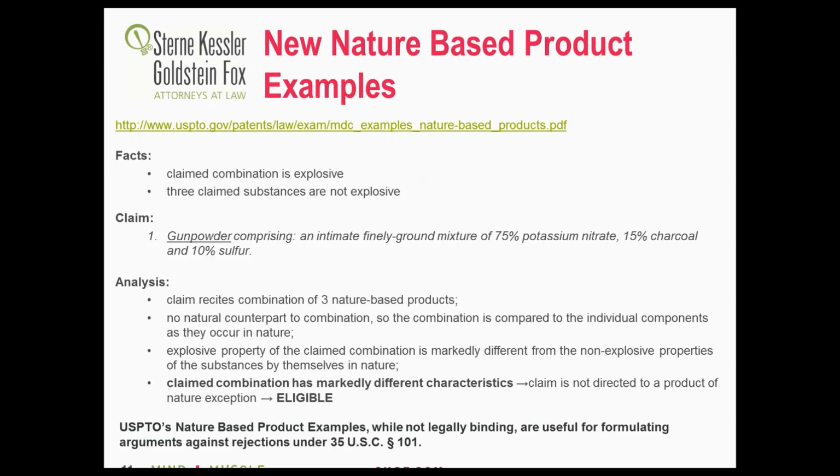So we have assembled on the next slide a number of examples just to show what type of characteristics the office will accept as markedly different characteristics for the different nature-based products. As you can see, chemical structure differences between the claimed nature-based product and the natural counterpart is still sufficient to establish patent eligibility. But in addition to structural differences, the office will look at functional ones as well, like explosive property, or the slower spoiling of fruit juice, or increased bioavailability of a drug, the same for the solubility change of a component, as well as differences in crystalline forms.